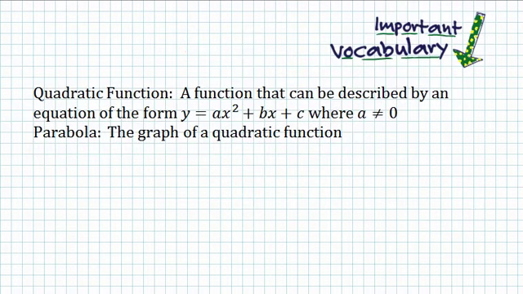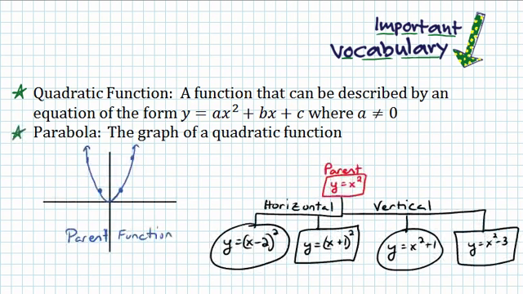Here is some important vocabulary you will need for this lesson. First, a quadratic function is a function that can be written in the form y equals ax squared plus bx plus c, where a is not 0, meaning it has to have an x squared term. A parabola is the graph of a quadratic function.